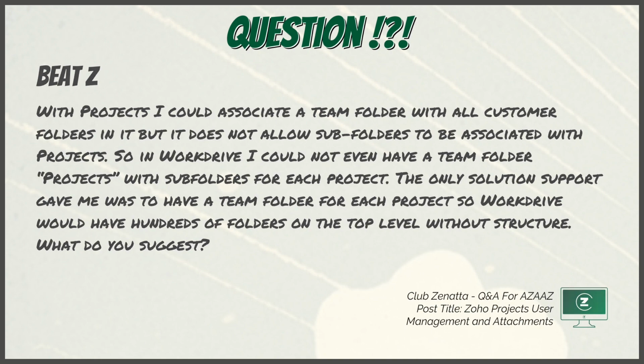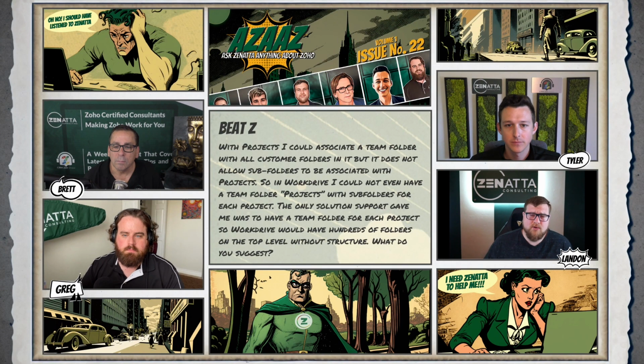What do you suggest? Essentially what he's saying is, when you are creating projects, if you want a Work Drive folder associated, the only way you can do it built in, if you have the Work Drive extension in projects, is to have that folder that you associate with the project. It has to be a team folder. So that's the very top level organization. So if you have 300 projects, you're going to have 300 top level team folders, and there's no good way with that extension to have it easily show there and be anything less than a team folder. So what he wants to do is have one team folder for projects and then each project within that.